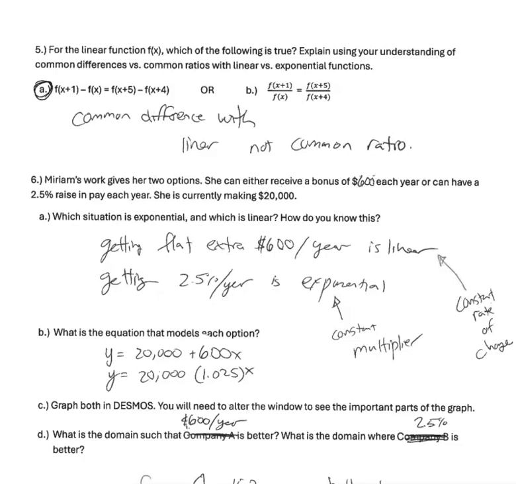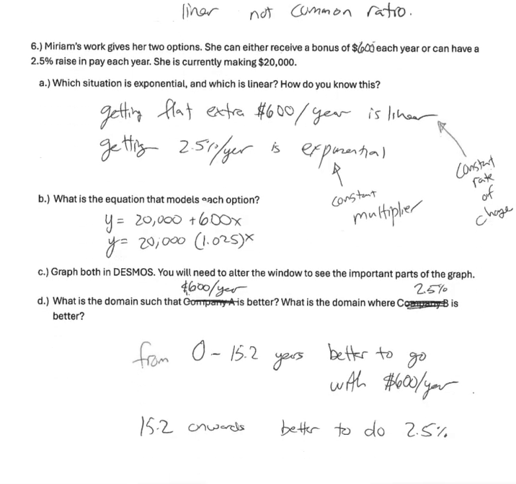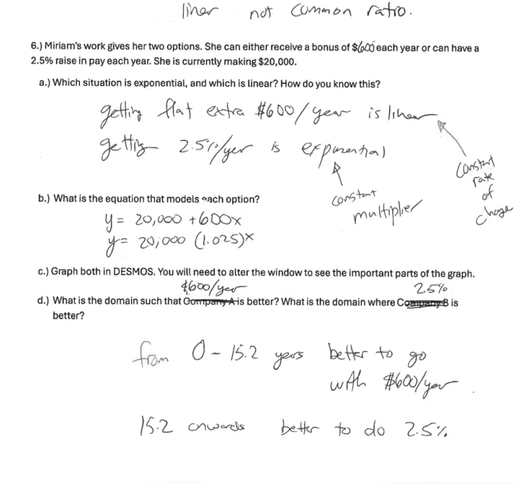And then the last problem was a lot like the one we did in class. One of them, they're giving $600 per year for like a bonus, and the other one is going to be making a 2.5% raise on the previous year. So which one is linear? Which one is going to be exponential? Well, the one that is a constant rate of change of $600 is going to be linear. The 2.5% is going to be exponential.